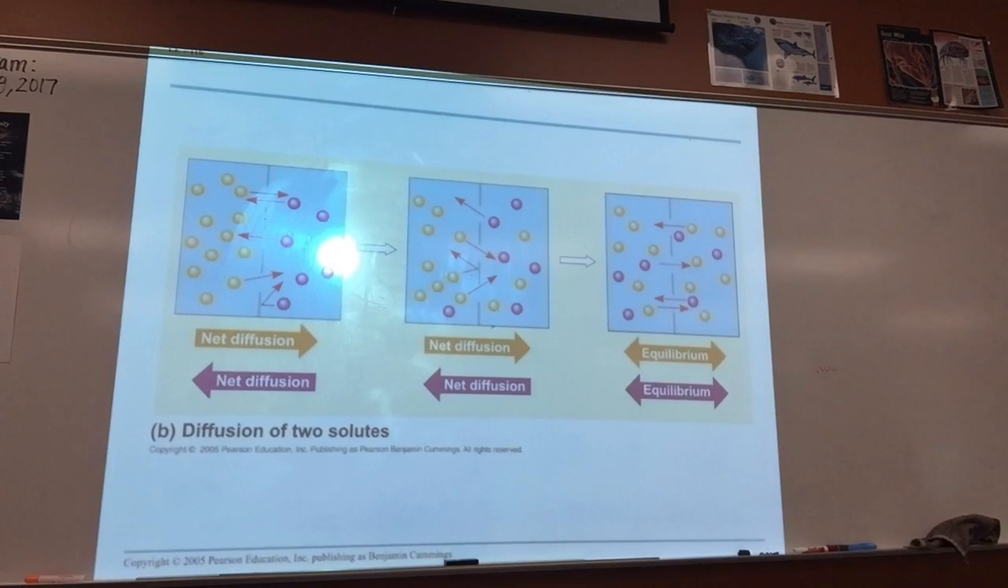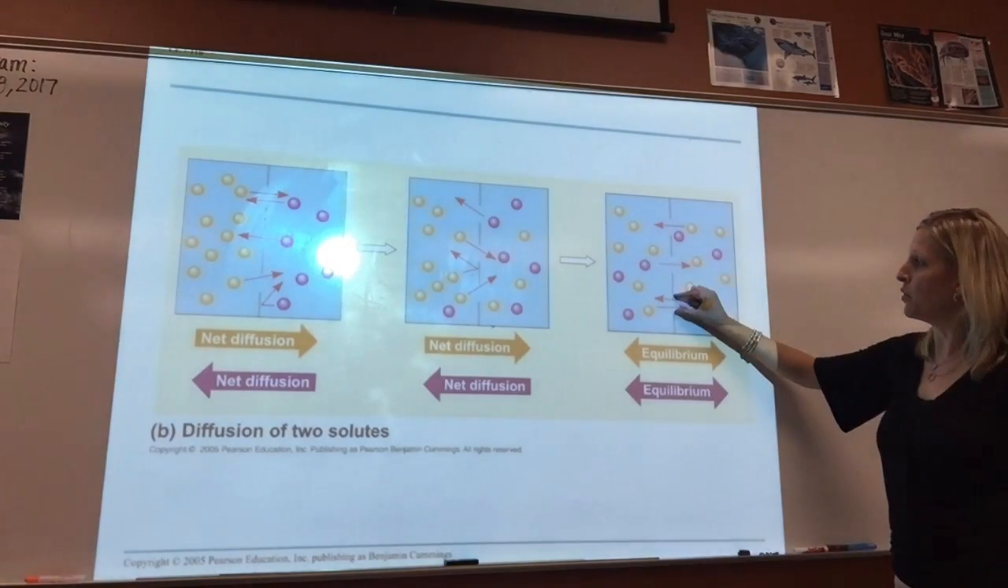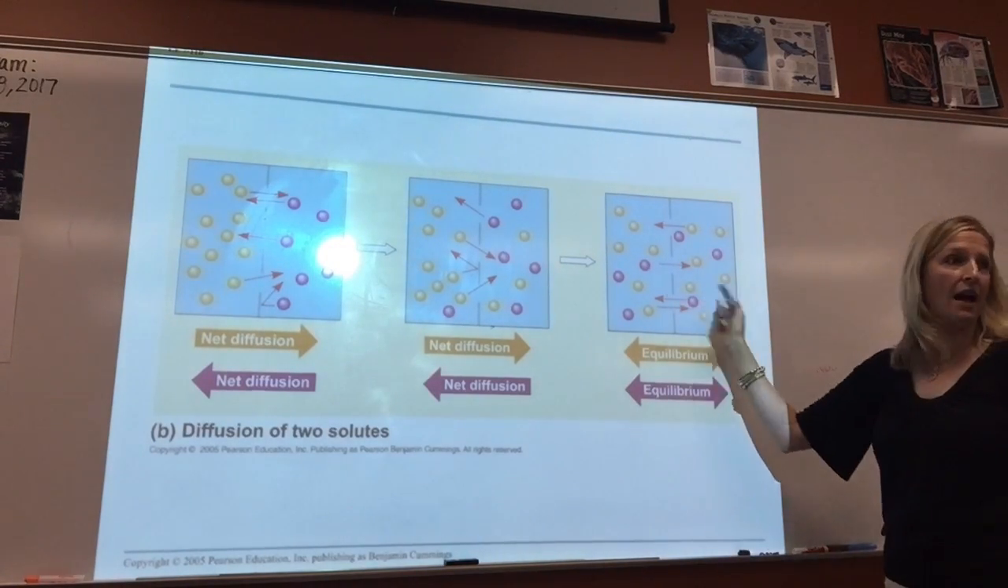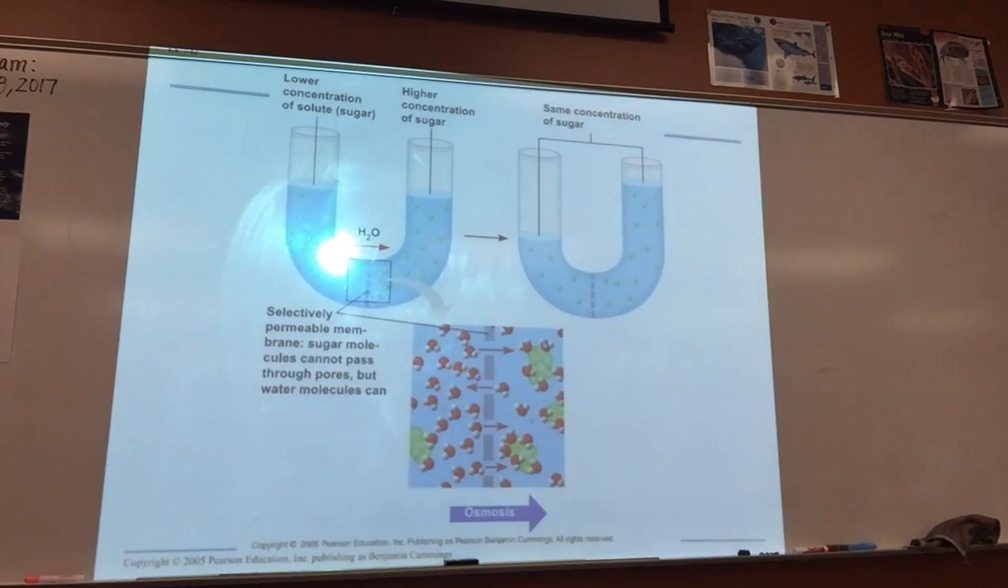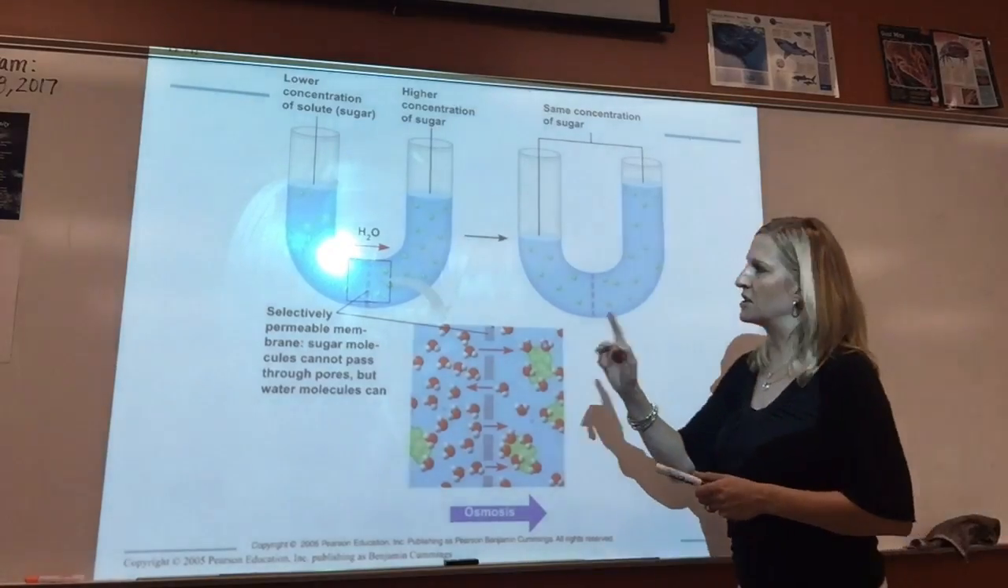A situation where it wouldn't be possible is if the pores were too small and the dye couldn't get through. Then you could never reach equilibrium there. All right, so that's with diffusion. With diffusion, we looked at molecules of dye. Osmosis is the special form of diffusion given to the diffusion of water. That name is given to just the diffusion of water.